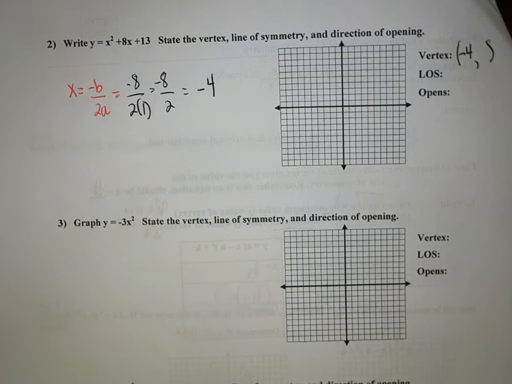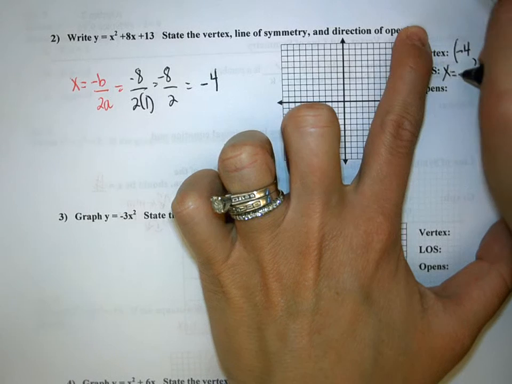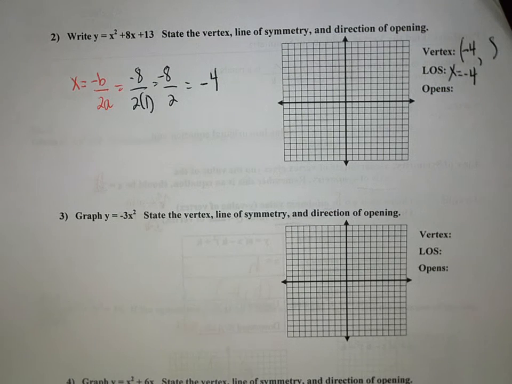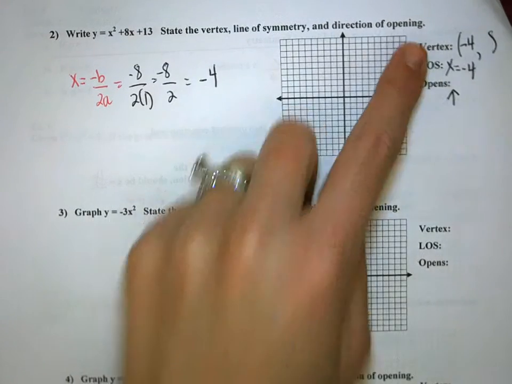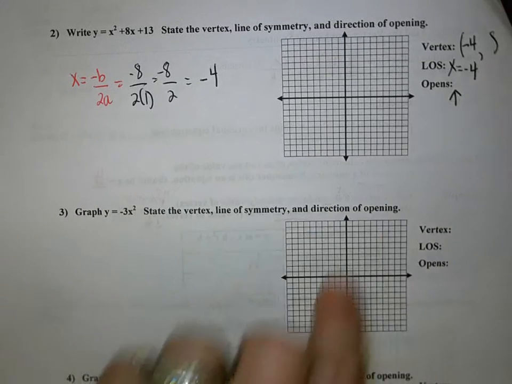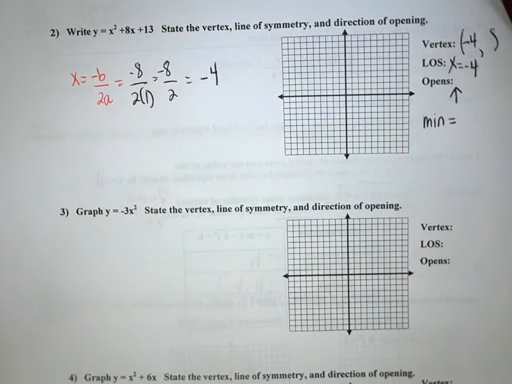And then do I already know my line of symmetry? Yes. And my line of symmetry is what? X equals negative 4. Okay. Do we know what direction it's opening? Yes. Which direction? Up. And how do I know that it's opening up? Because a is positive. Good. And since it's opening up, I also know, does it have a max or a min? A minimum. And then we'll have to figure out what that minimum value is.